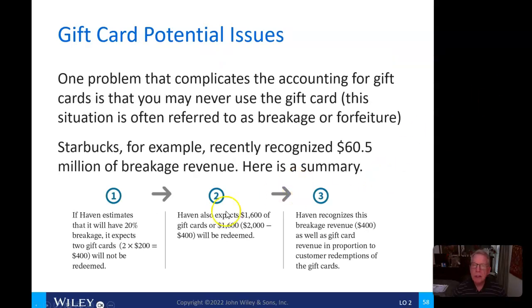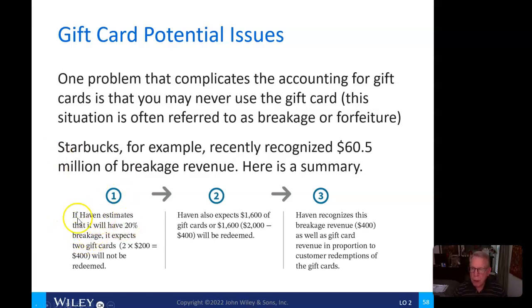Okay, potential issues. One problem that complicates the accounting for gift cards is that you may never use the gift cards. This situation is sometimes referred to as breakage or forfeiture. For example, Starbucks recently recognized $60.5 million of breakage revenue.